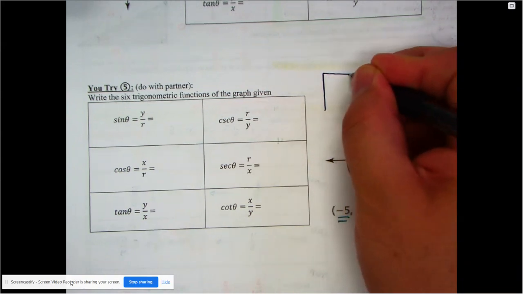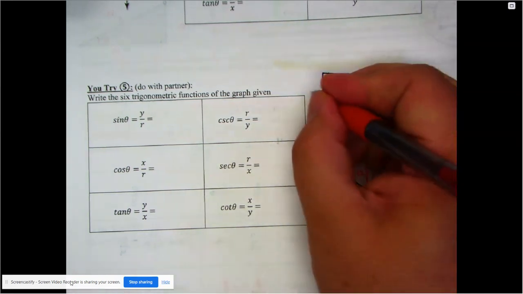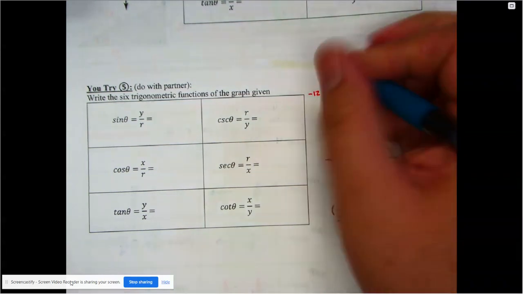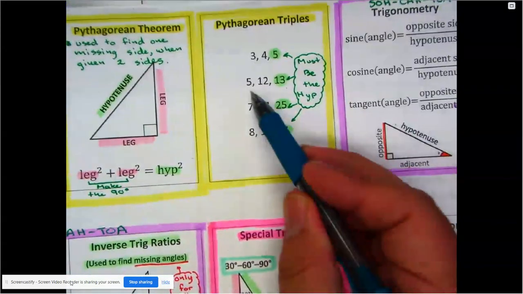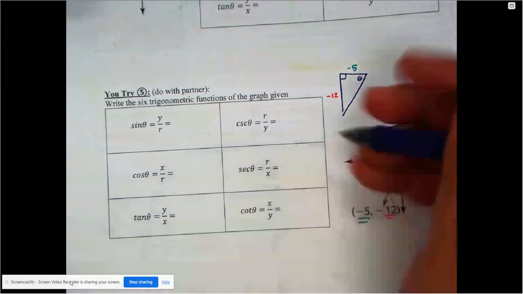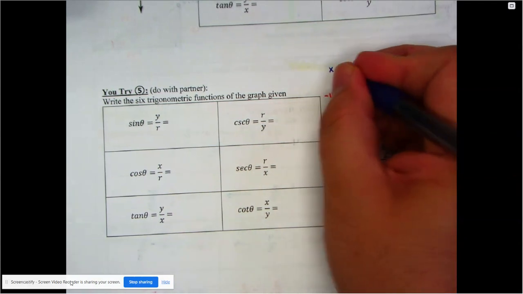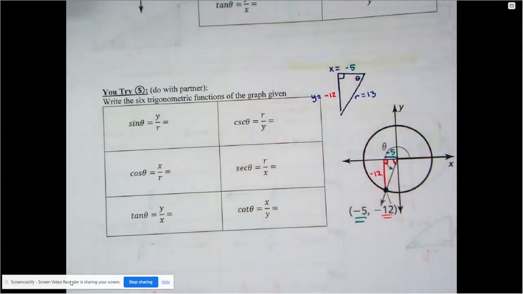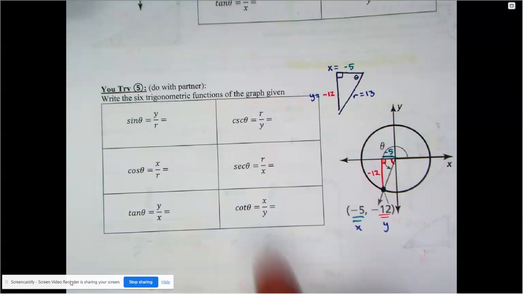Copy that same picture. There's the 90, there's the theta, and bring in those numbers. Look, you have a -12. We have a -5. Wait, I believe this might be a Pythagorean triple. 5 and 12 are the legs. Yep, look at that. 5 and 12 are the legs. The hypotenuse is 13. So just like that, we already know the r is 13. So there's my x. There's the y. Remember, when they give you a point, there was your x, there was your y. So I'm ready to answer all of these without doing too much work.